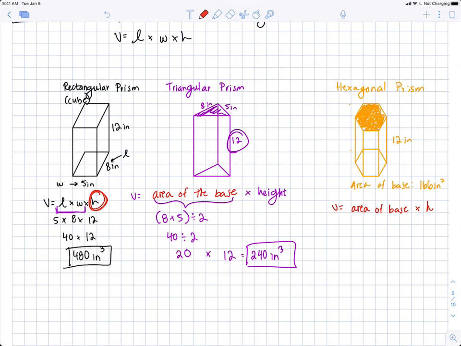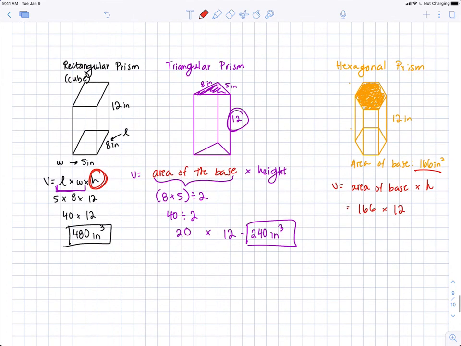And that's really all we're going to do. If you have the area of the base and you have the height, you can just multiply the two things together and you should get your volume. So we're given the area of the base here, which is 166. We know the height of this prism, so we're just going to multiply 166 times 12. So the volume of this prism is 1,992 cubic inches. And there you have it.